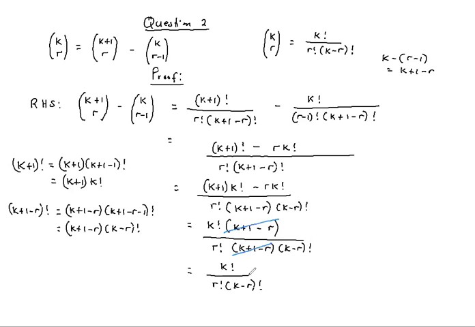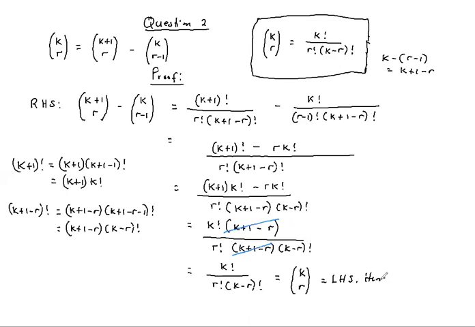If we look at this reminder that we had here, it was telling us that our left-hand side, which is k choose r, is actually k factorial over r factorial k minus r factorial, which is what we have here. So this is just k choose r, and this is our left-hand side. Hence, the proof.